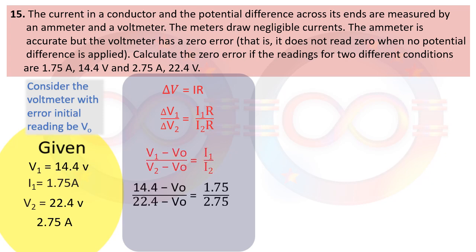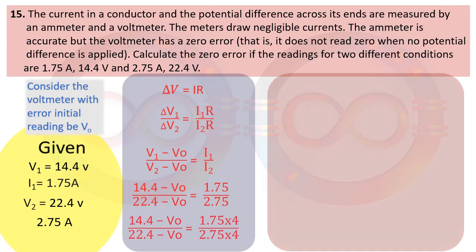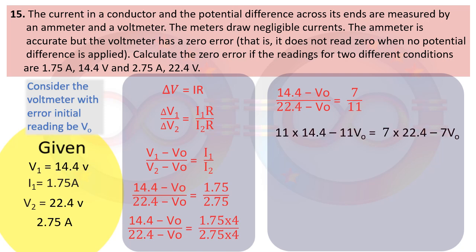And then if we put the values here, 14.4 minus V0 upon 22.4 minus V0 is equal to 1.75 upon 2.75, and then if we multiply LHS and RHS by 4, the simplest form of this particular equation is 14.4 minus V0 upon 22.4 minus V0 is equal to 7 upon 11, and then cross multiply.